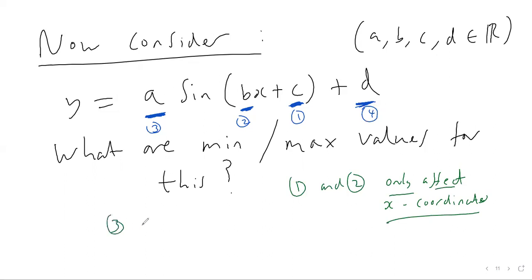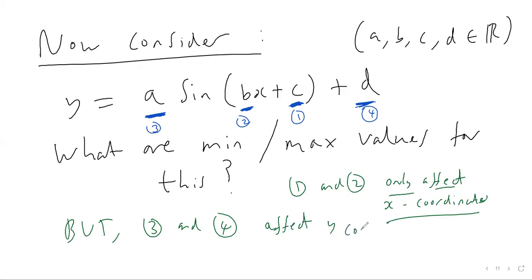But transformations 3 and 4 do matter. 3 is a stretch parallel to the y-axis by a factor of a. So now we're stretching the graph by a factor of a, upwards or downwards, and 4 is a translation either upwards or downwards by d. So 3 and 4 do affect y coordinates.